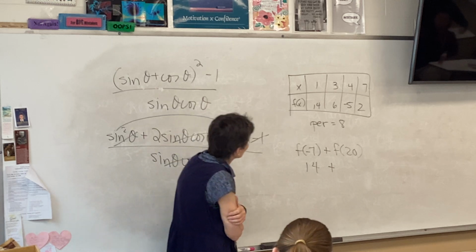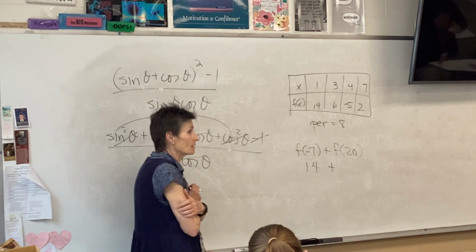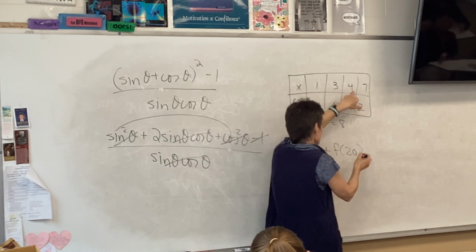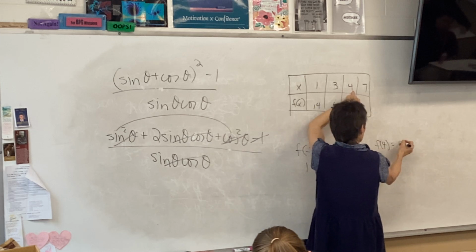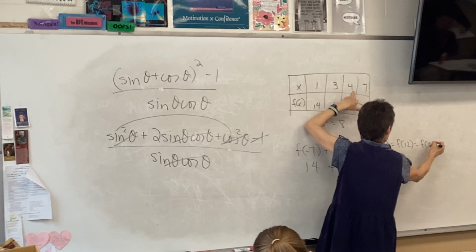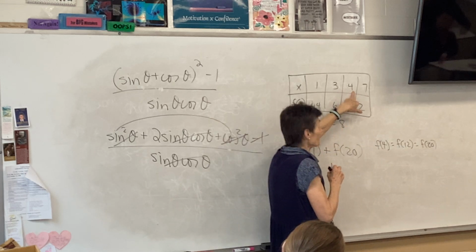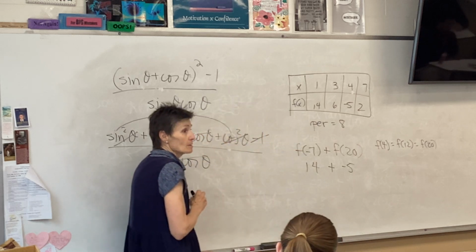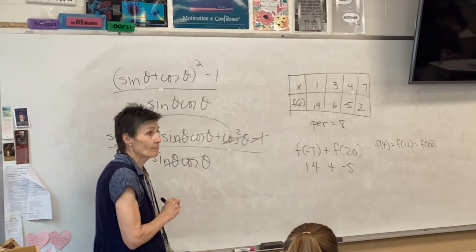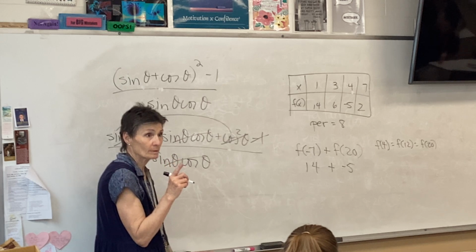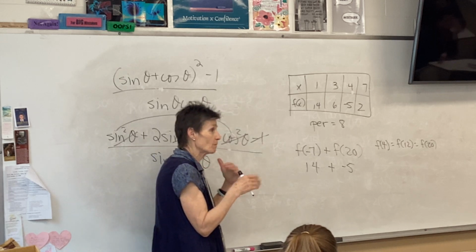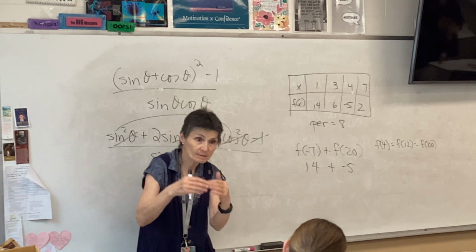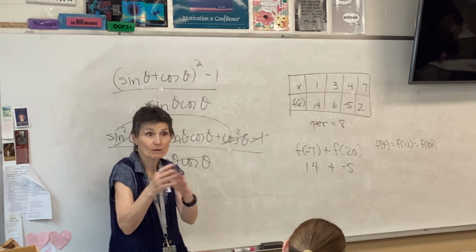Now, can I do a similar thing with 20? Yes. One option would be to come here, because f of 4 is the same as f of 12, the same as f of 20. So f of 20 is -5. So the answer is 9. Is that okay with everyone? What is periodicity? If you have a period, what does that mean? That means you repeat exactly the same values, in this case every 8.